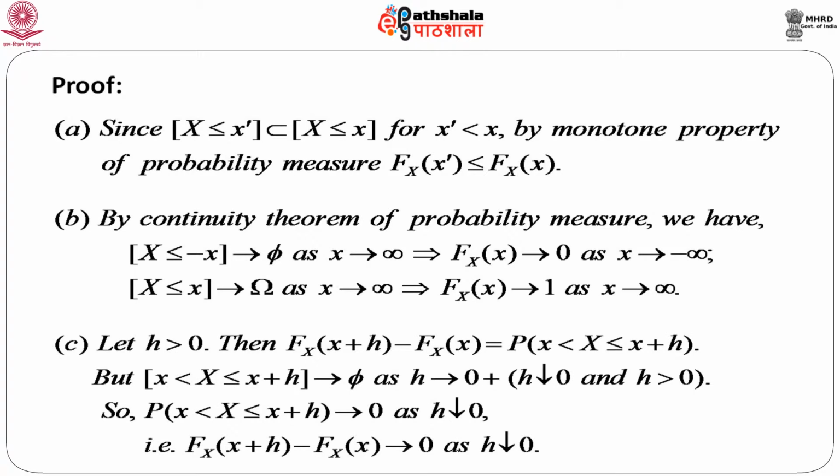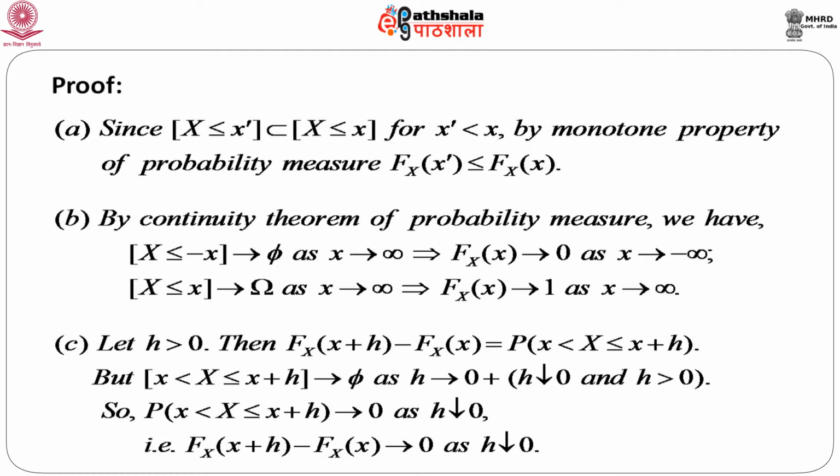The third one, the proof is very simple. Suppose h is greater than 0, h might be a very small number, but strictly positive. Then you can write capital F of x plus h minus capital F of x, which is nothing but the probability of small x less than capital X less than or equal to x plus h. But note that this event, small x less than capital X less than or equal to small x plus h, goes to phi as h goes to 0 from the positive side.